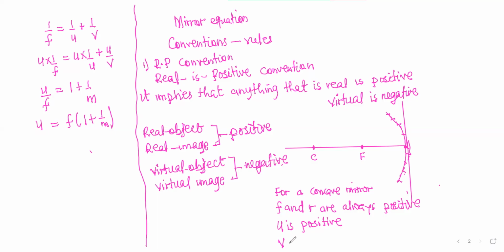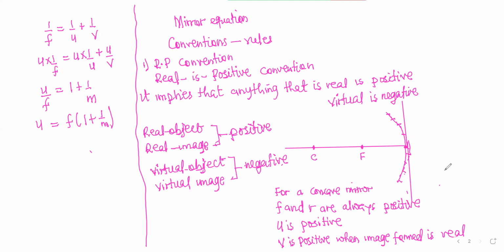Now V is positive when the image formed is real, and V is negative when the image formed is virtual. So this is what goes into the RP convention. Anything real must be considered positive. Anything virtual must be considered negative.